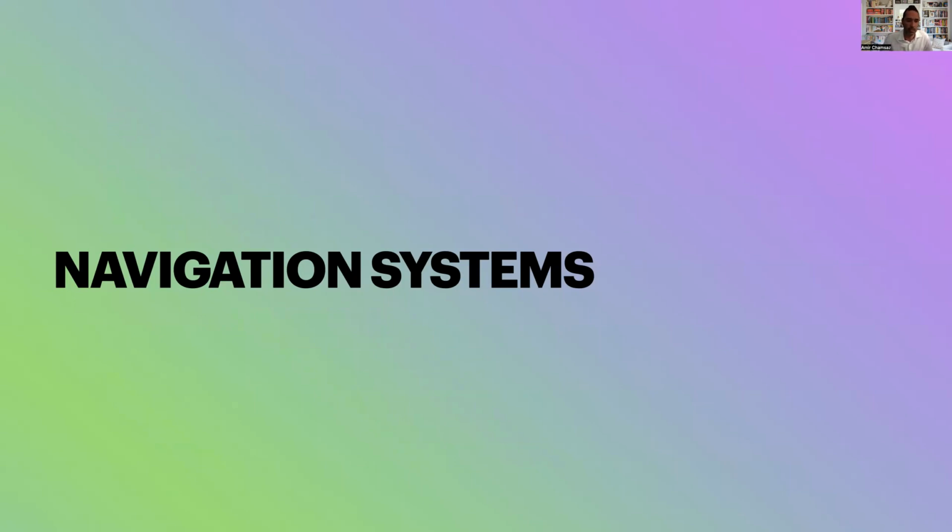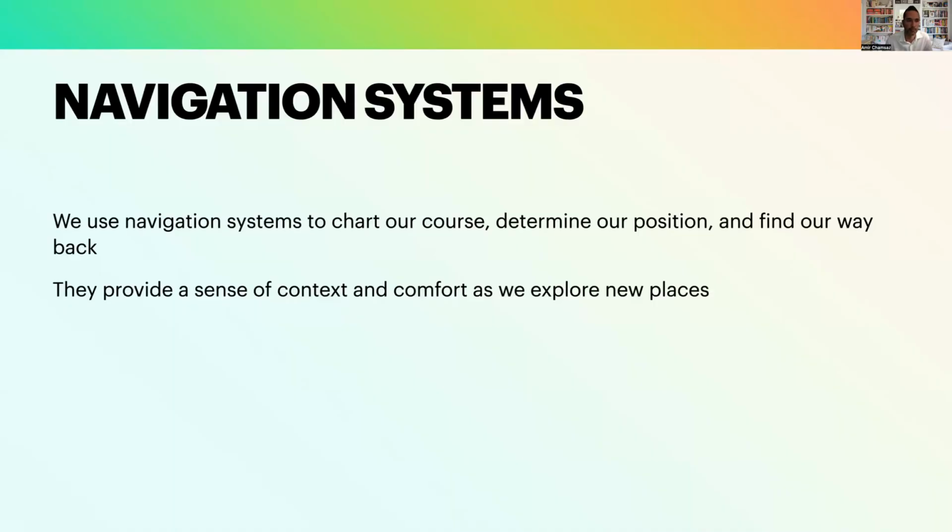All right, we're going to be talking about the next aspect of information architecture now, which is navigation systems. We use navigation systems to find our course, know where we are, and find our way back. So those are a few different ways we use a navigation system. Navigation systems provide a sense of context and comfort as we explore new places.